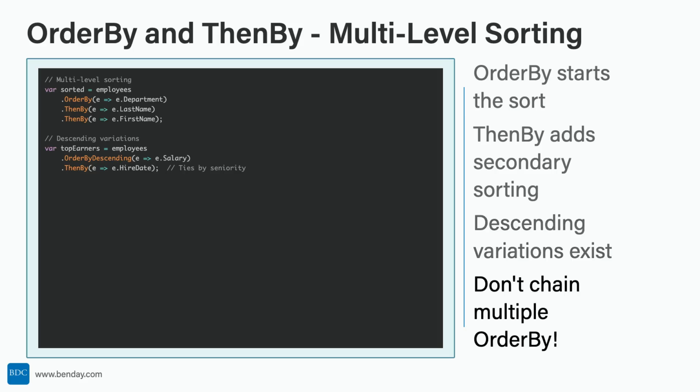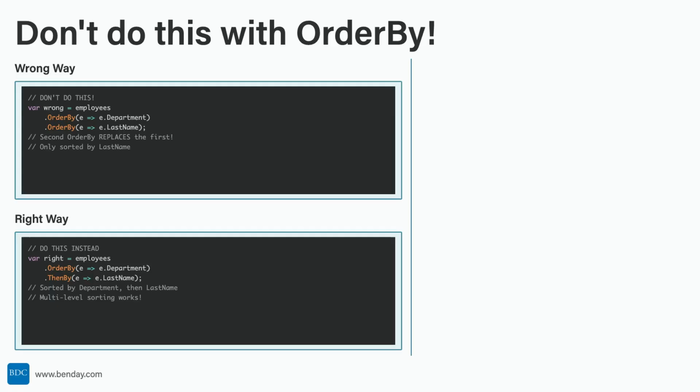Here's a gotcha. Calling OrderBy twice doesn't create two-level sorting. The second OrderBy replaces the first. Always use ThenBy for secondary sorts. That last point catches everyone. I'll show you the mistake in a minute so you know exactly what to avoid.